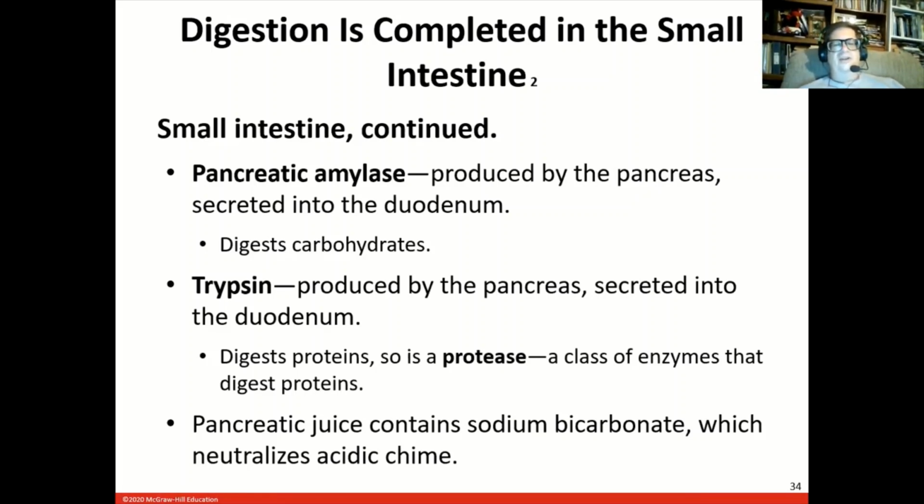There's another protein digester. It is a protein digester, so it's part of the group of things we call proteases, protein digesting enzymes. Here we finally say it. The pancreatic juice has lots of bicarbonate to neutralize the acid in the chyme. Chyme is misspelled here. You already saw it should be CHYME.